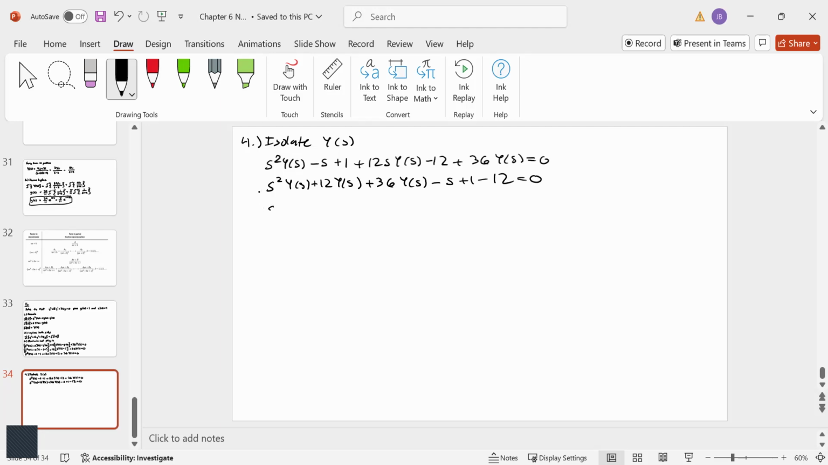And then s squared y of s plus 12y of s plus 36y of s. And then we're going to move everything over to the other side. So plus 11, I'm just looking at this. Yep, plus 11 looks good. And then we factor out the y of s from all of this.